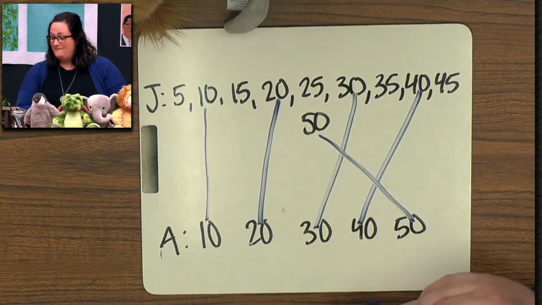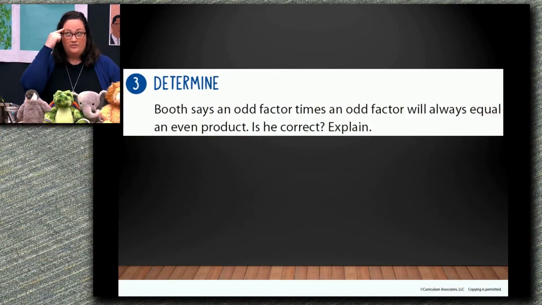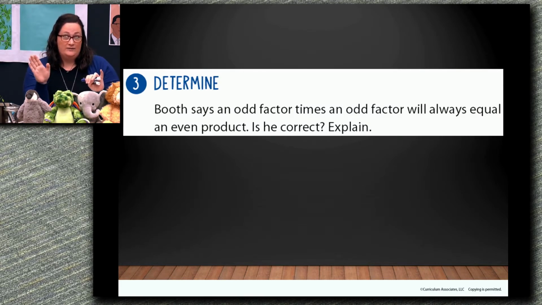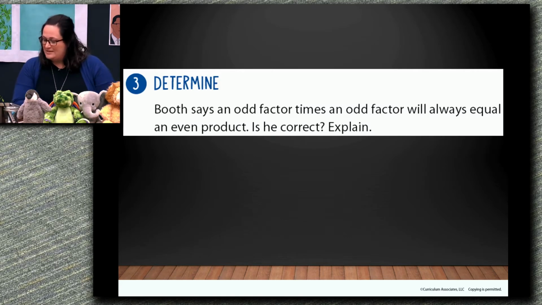Booth says an odd factor, we know this from yesterday. You want to think about it. Do you remember we did even times odd, and we got even. And then we did even times even, and we got even. And then we did odd times odd, and we got, okay, good. You remember our pattern? Okay. Booth says that an odd factor times an odd factor will always equal an even product. Is he correct? No. Why not?